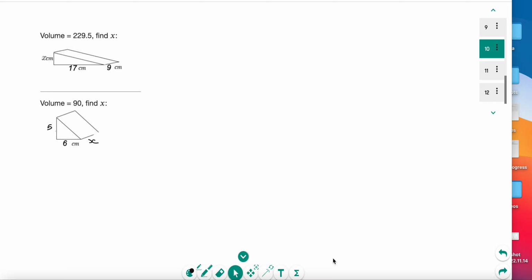Well done today. So today's video is all about working backwards. What I mean by working backwards is when you have a shape, you're given the volume, and you're asked to find some sort of missing length. That's what we mean by working backwards.